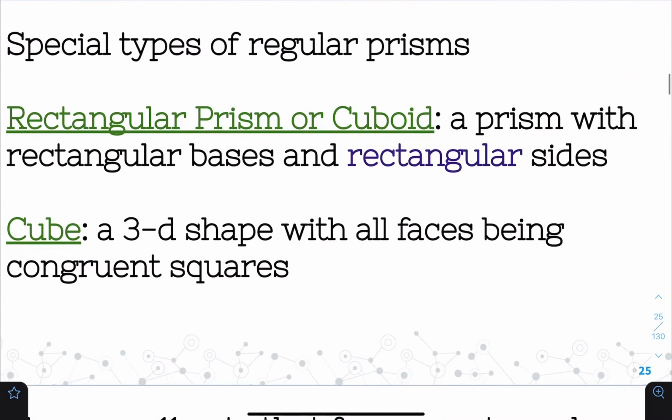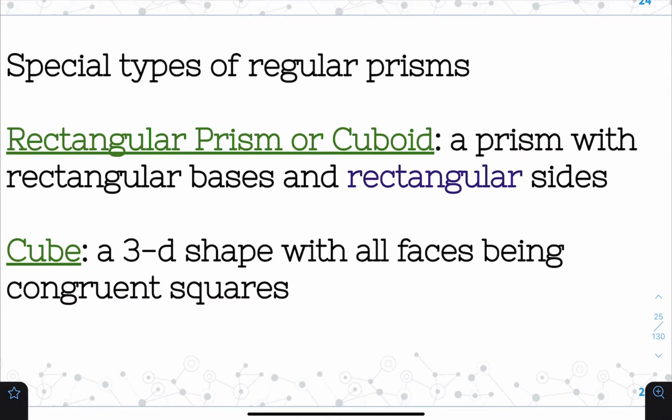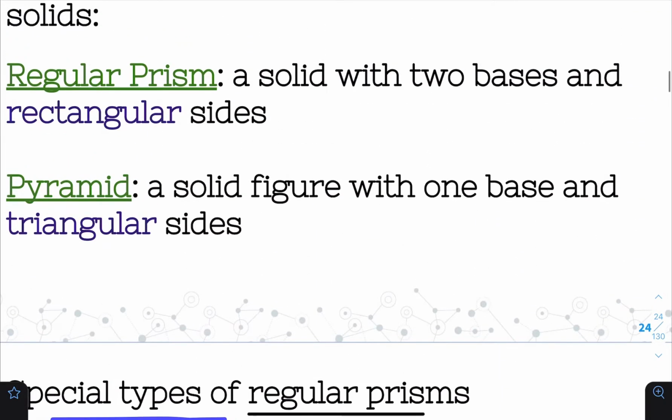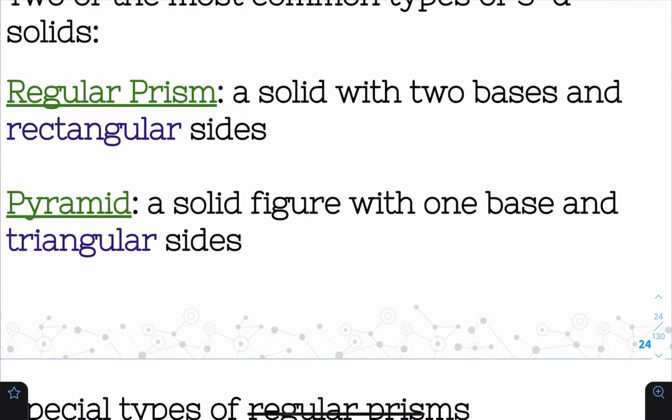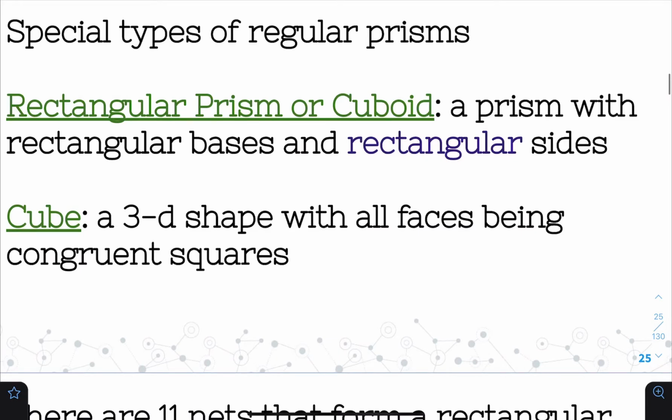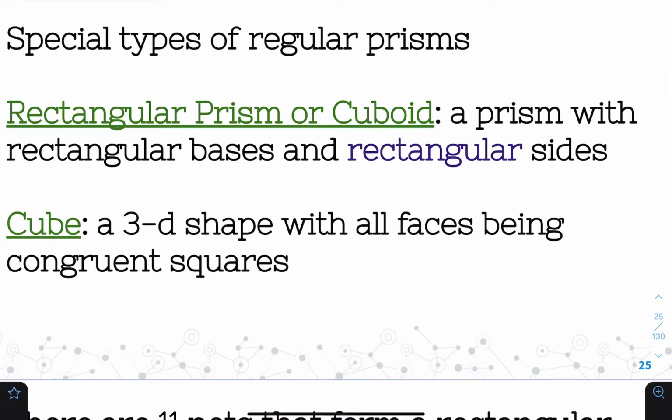Okay, welcome back. Here down below we see that we have special types of rectangular prisms. So even though we just said that is one of the most common, it kind of breaks down a little bit further. And one of the special types is a rectangular prism, or also known as a cuboid. And a rectangular prism, or cuboid, is a prism with rectangular bases and rectangular sides. So this one has both the bases and the sides as rectangular shapes.